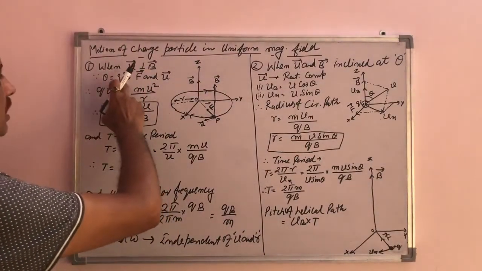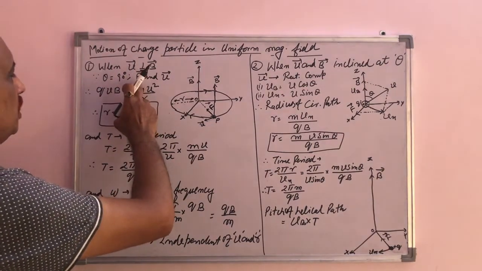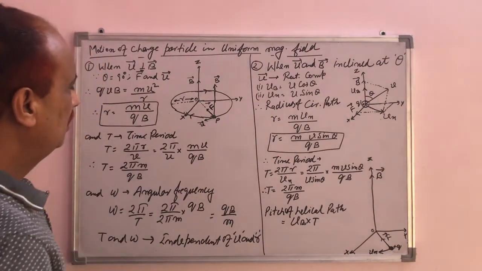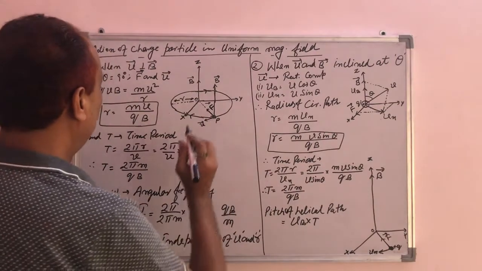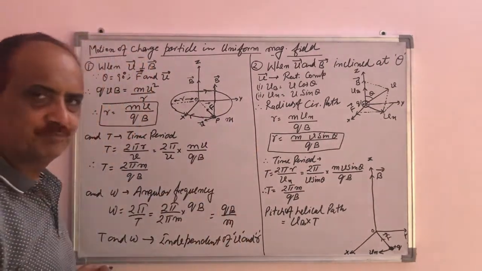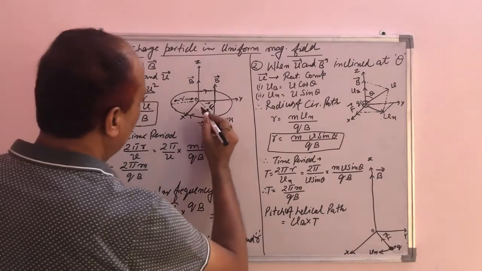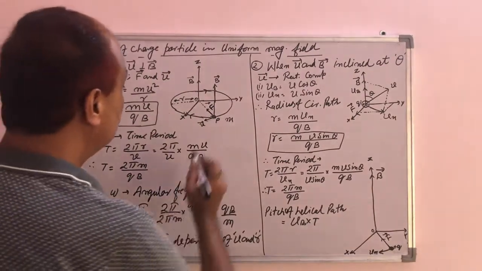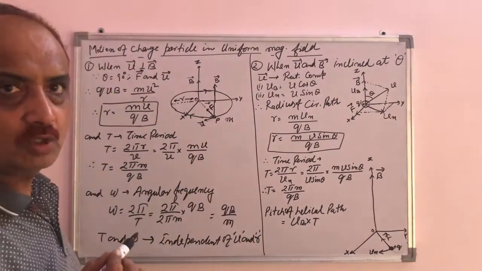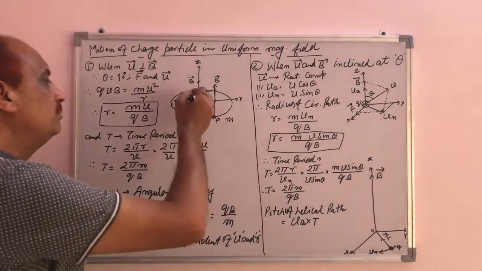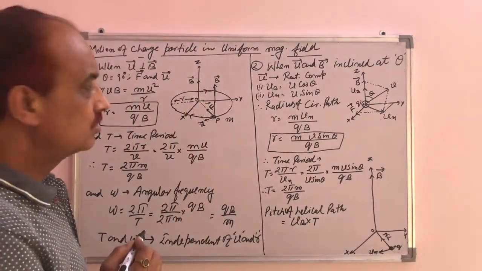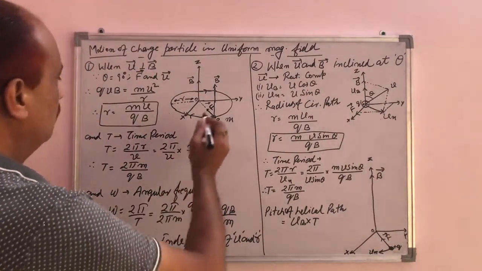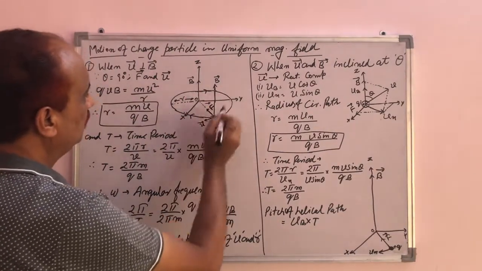So when theta equals 90 degrees, consider a particle P moving with velocity V. Let m be the mass of that charged particle and the radius of the circle be r. It is moving in the clockwise direction. Why? Because the force is acting toward the center of the circle and it provides the centripetal force, so the particle moves along a circular path in the clockwise direction.